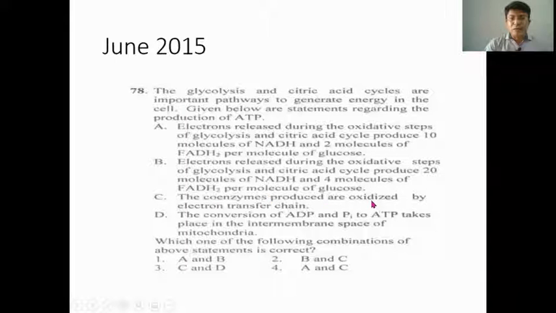C: The coenzymes produced are oxidized by electron transfer chain, and the conversion of ADP and inorganic phosphate to ATP takes place in the intermembrane space of mitochondria. So this is a wrong statement. It occurs in the mitochondrial matrix, and the electrons released during the oxidative steps of glycolysis and TCA cycle produce actually 10 molecules of NADH and 2 molecules of FADH2. So this statement is wrong. So the correct statements are A and C. So if the combination is A and C, that option is the correct one. So answer 4 is the correct one.